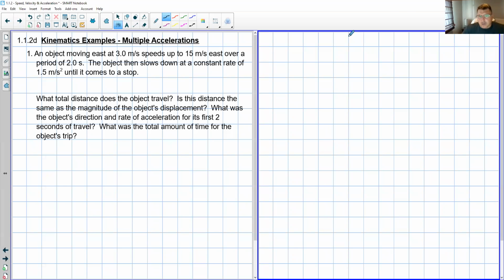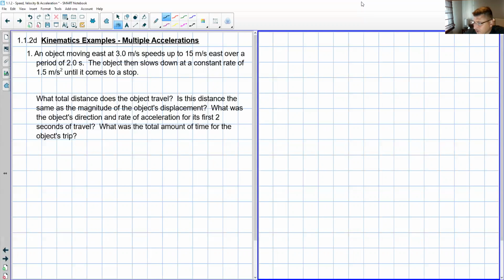Okay, so we're going to do a couple of examples of kinematics problems where there are multiple accelerations going on, where the object has one acceleration, then another acceleration, and then possibly a third. What we're going to illustrate here is that you need to examine each segment of the motion independently, because our equations for kinematics only work when the acceleration is constant. So what we're going to do is examine this first scenario.